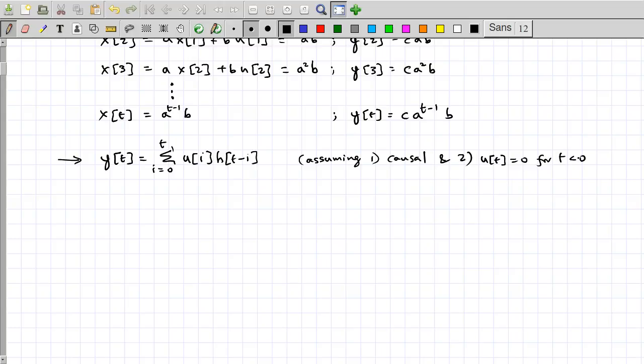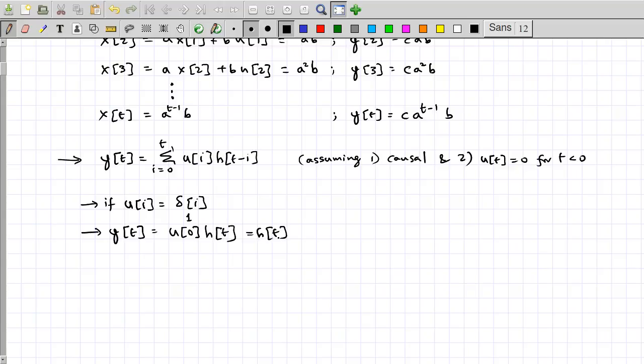And let us just check to make sure that if I give my u of i to be delta of i, then this turns out to be h of t. So if u of i equals delta of i, because that's my input function, then only for i equal to 0 does this give you a non-zero term. Y of t is equal to simply u of 0, which is 1, times h of t, and that is simply equal to h of t. So we have confirmed that our equation actually does give us h of t.